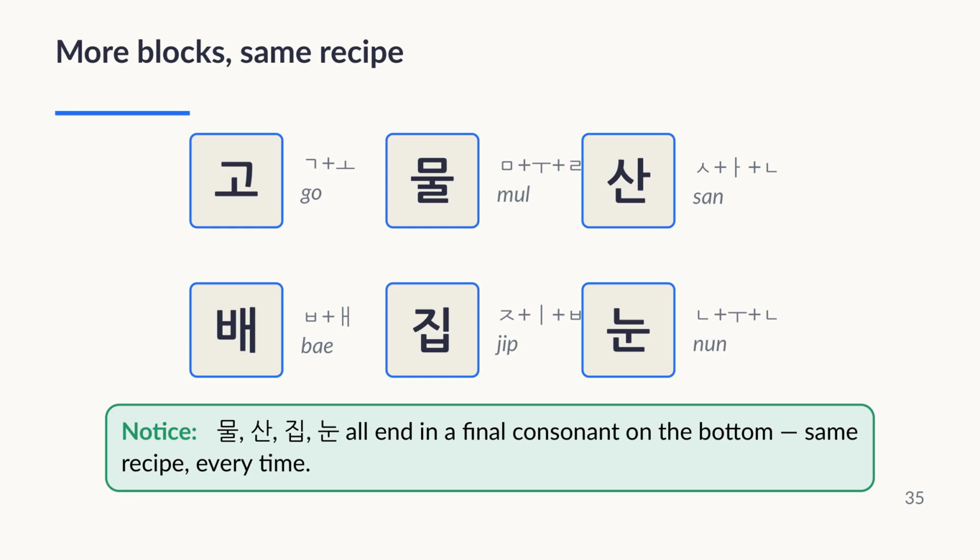Notice, as the tip box says, that mul, san, jip, and nun all end in a final consonant sitting on the bottom of the block, while go and bay have no final consonant and so are just 2 letters. Same recipe every single time. Consonant, vowel placed by shape, optional final consonant on the bottom. You are now reading real Korean words without even trying.